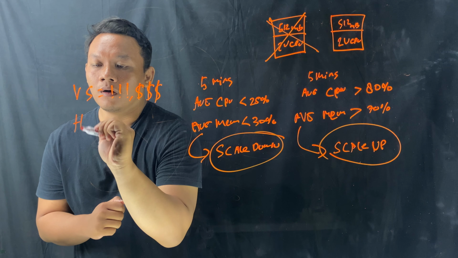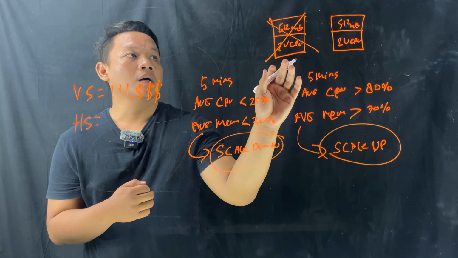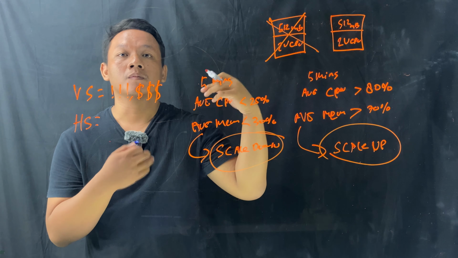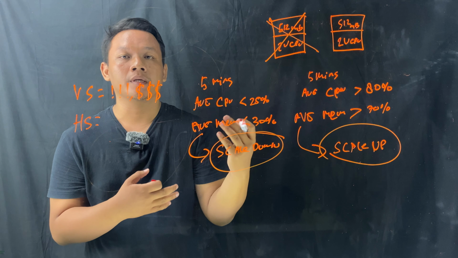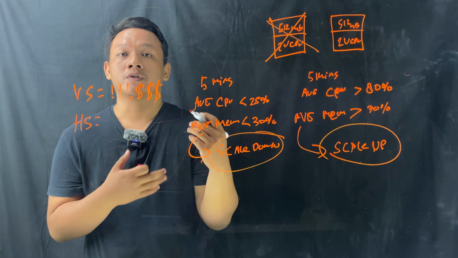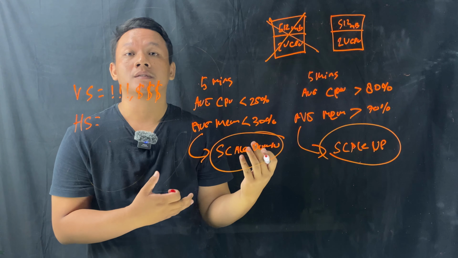But with horizontal scaling, it will be easier to maintain because of these specific rules, and it will create another container to handle more requests, so you don't really require downtime to do the scaling. And it will be cheaper because it only uses specific containers when necessary.